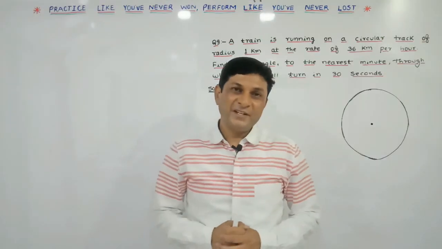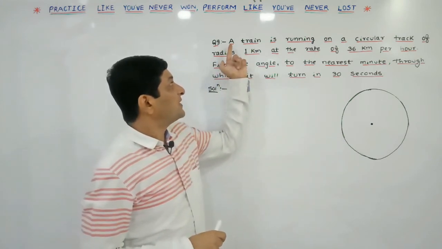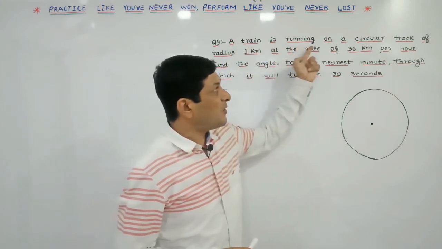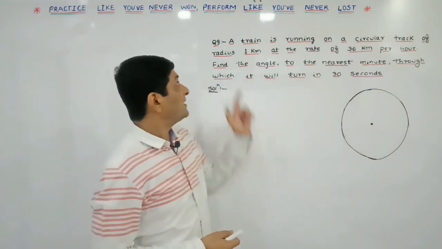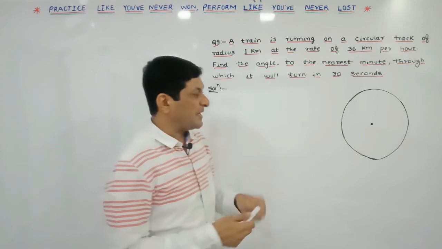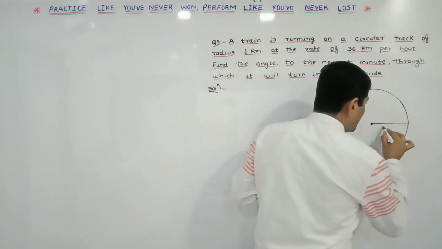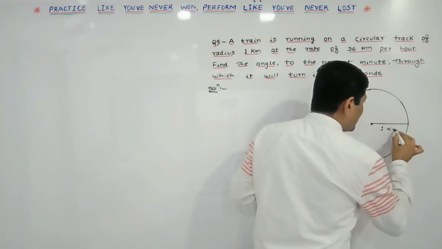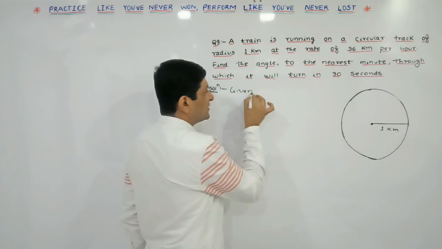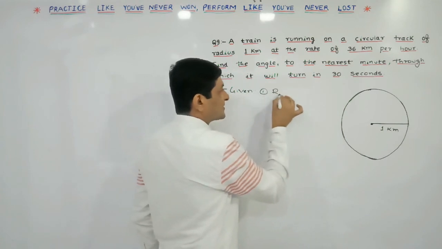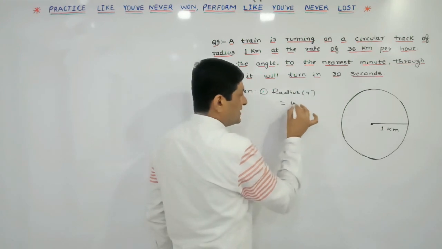Now observe the given conditions in the 9th example. In this example, what is the given condition? A train is running on a circular track of radius 1 kilometer. So it is given to us that the radius of this circular track will be equal to 1 kilometer. So first write down this as a given condition. So here it is given to us that radius r is equal to 1 kilometer.